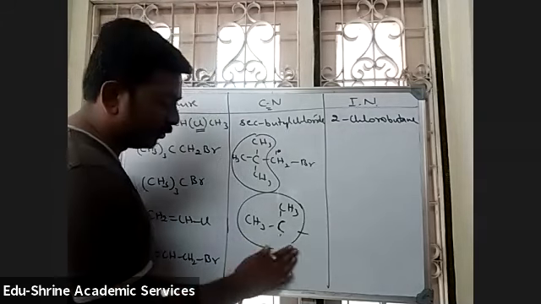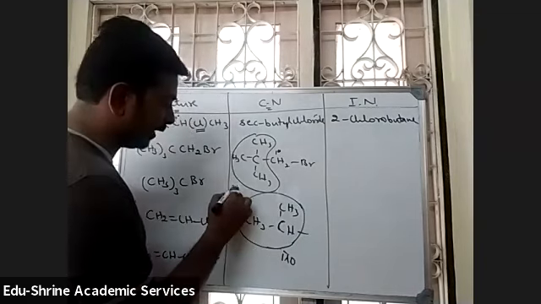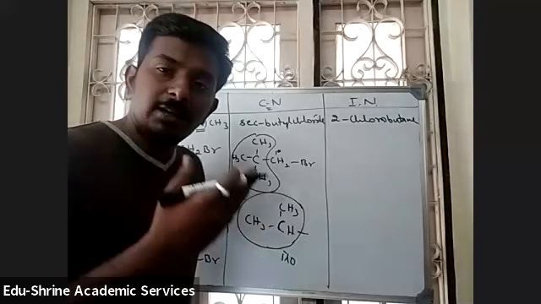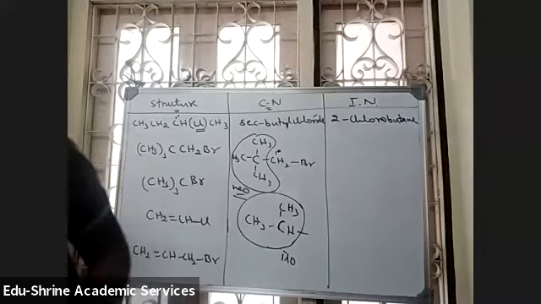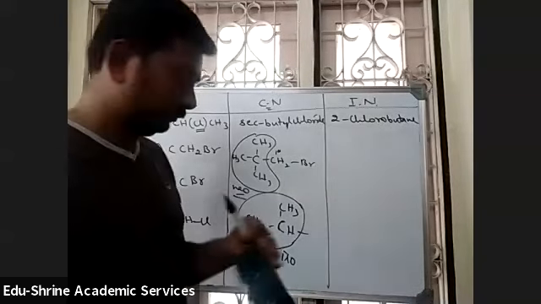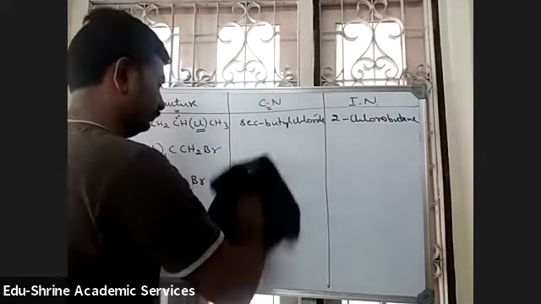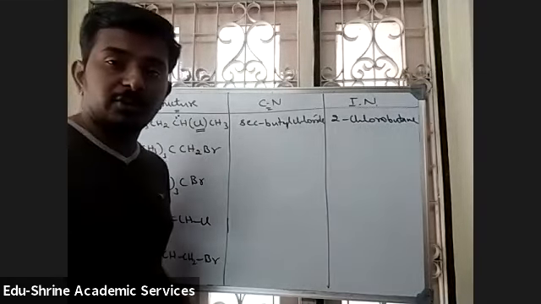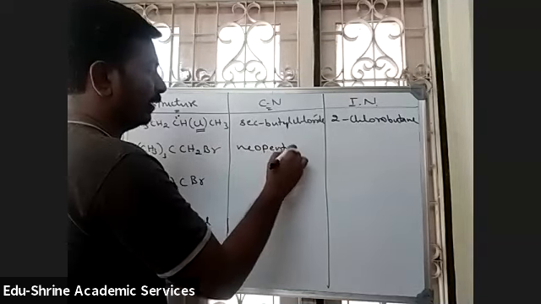See students, if this group is present, it will be iso. If this is present, it will be neo. Then secondary and tertiary you can write based on the halogen attached to secondary or tertiary. Okay. What will be the common name, students, for this one? Neopentyl bromide.